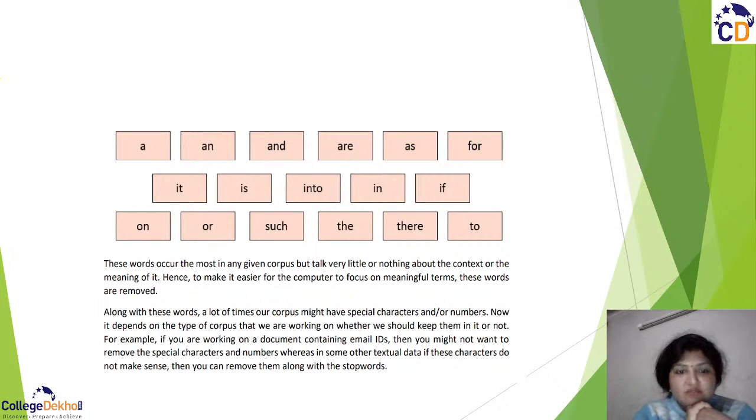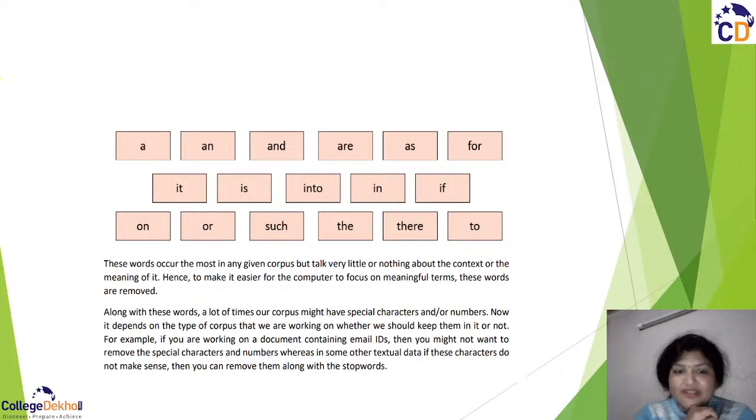Along with these words, a lot of times our corpus might have special characters or numbers also. It depends on the type of corpus we are working on, whether we should keep them in or not. Sometimes you cannot remove the at the rate symbol from email IDs, right? Because it is a special character that is very much required. You are not going to extract the email IDs without the at the rate from the corpus. This is the main point. If you are working on a document containing email IDs, then you might not want to remove the special characters.